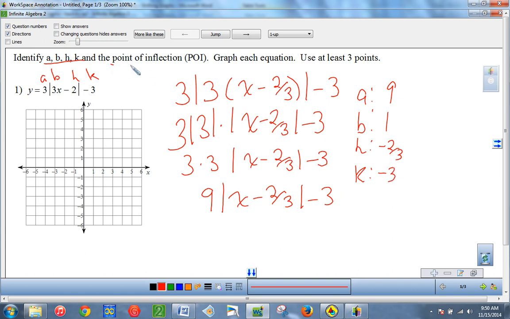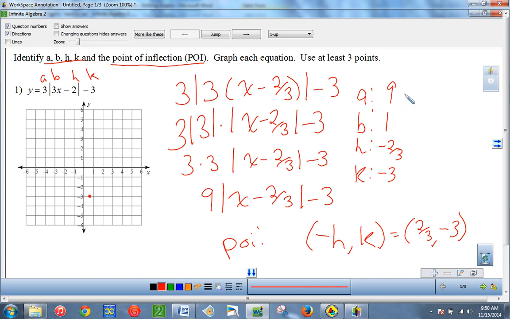Then we want that point of inflection, that vertex point to plot, okay? So our point of inflection is always going to be 100% of the time the opposite of whatever h is, and then k. That's our point of inflection, okay? So our opposite of h is positive 2/3, and k is negative 3. Because remember, Miss Holly's backwards, so that one gets flipped. You can plot this point. I go over about 2/3, I go down 3, and boom, that is my first point.